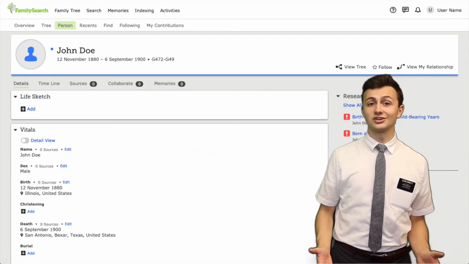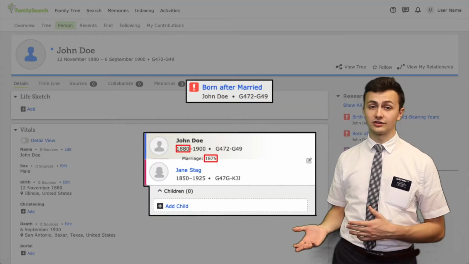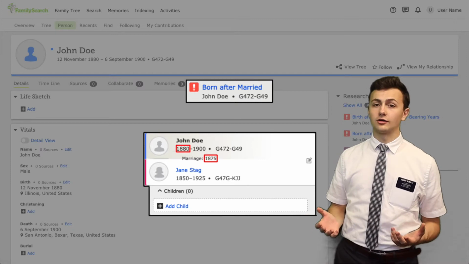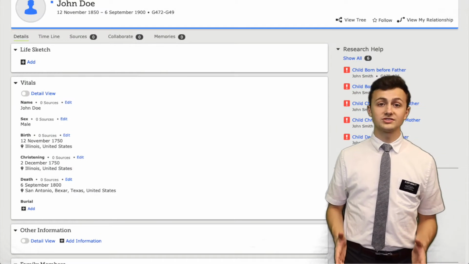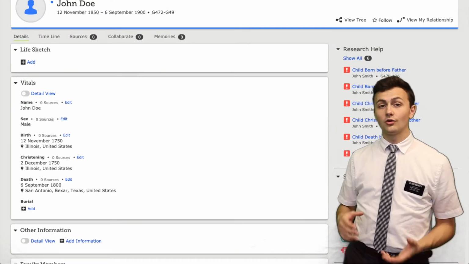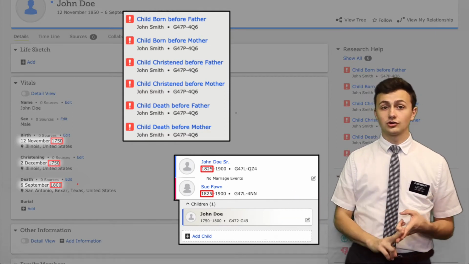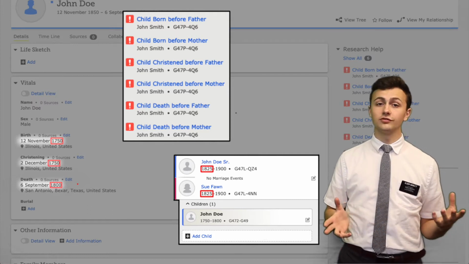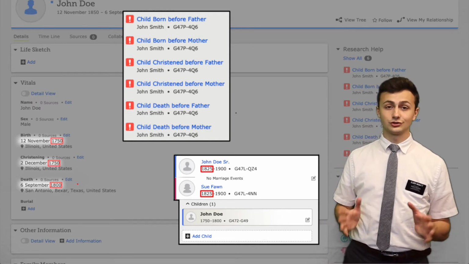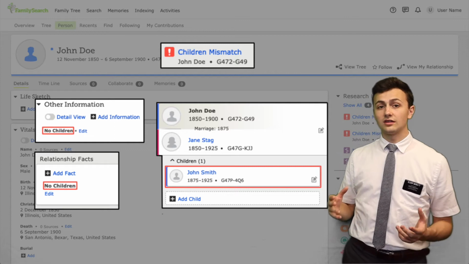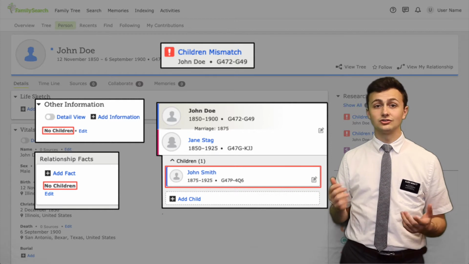The last two data problems associated with an individual's birth is that their birth year is listed after their marriage year, or that their birth is after the death of their spouse. The next set of data problems have to do with a child's information. One of these 6 data problems will occur if a child's birth, christening, or death occurs before the birth of either of their parents. Another data problem is called children mismatch. That means that a person or a couple have children, but there's a fact listed that they don't have children.